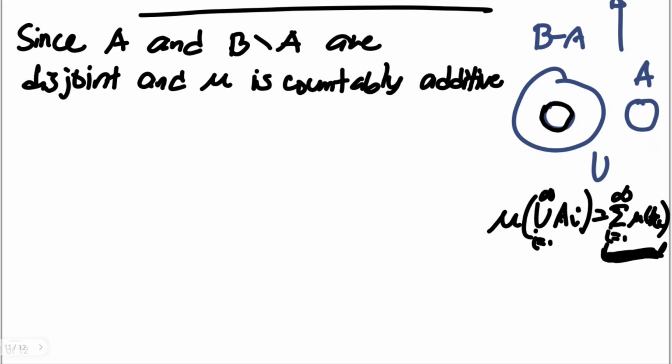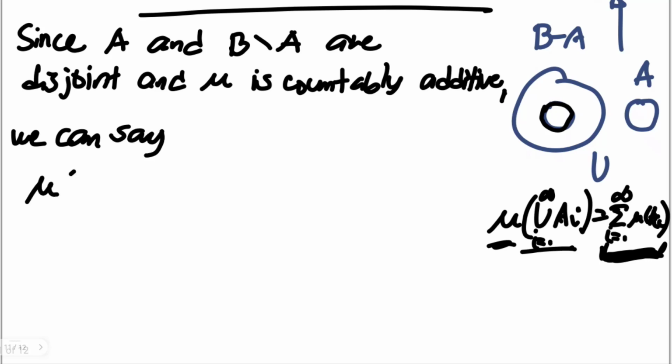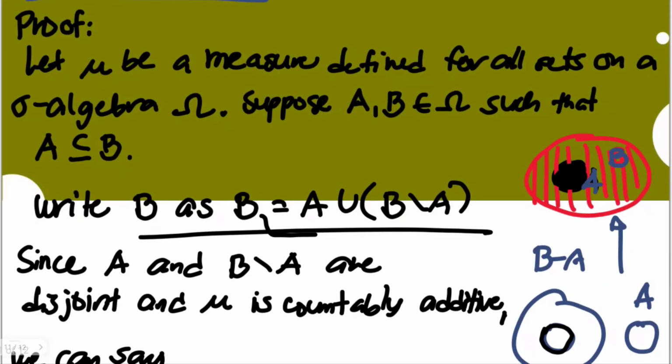Okay? The mu of this union is just the sum of all the mu. So that's why mu is countably additive. We can say now that if we take the mu of B, again, we don't know the definition of the measure mu, it's just equal to the mu of this entire expression. Because they are just equal to one another.